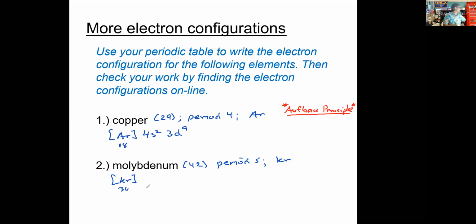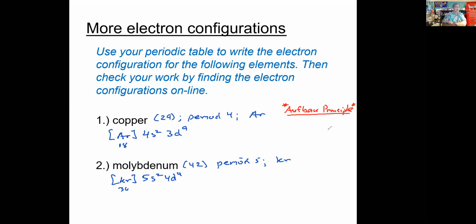We're going to start our count at square number 37, which is the 5s, and we count both of those squares in 5s, so that'll be 5s2. Then we get to the 4d, and we count 1, 2, 3, 4, 4d4, to get to molybdenum. Again, we obtain this electron configuration by adhering to the Aufbau principle.